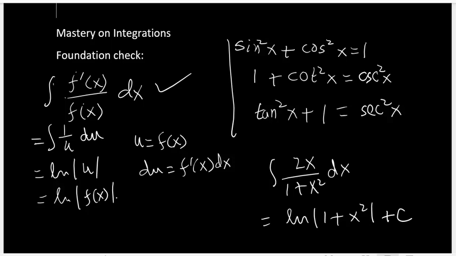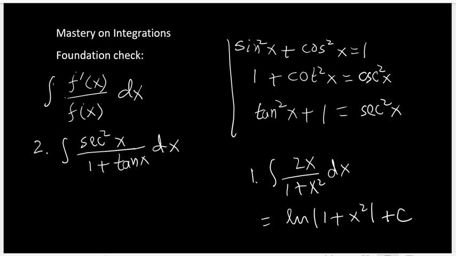So we'll take another couple of examples. Look at example number 2. You have 1 plus tan x in the denominator and secant squared x dx there. So if I consider 1 plus tan x as u, then I see secant squared x dx is coming out as du. So the derivative of 1 plus tan x is secant squared. That's why we can say that this integral is natural log of absolute value of 1 plus tan x. Integral constant we always add. So this is another one.